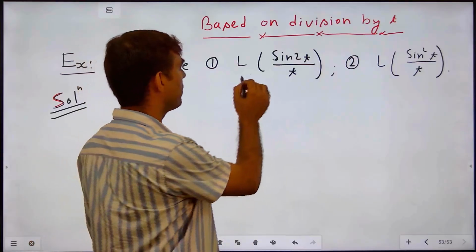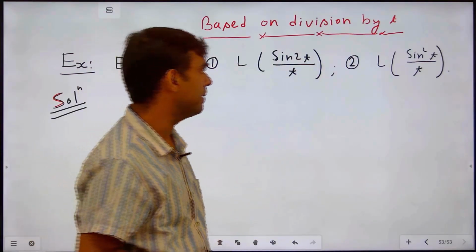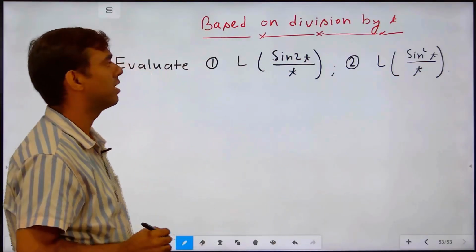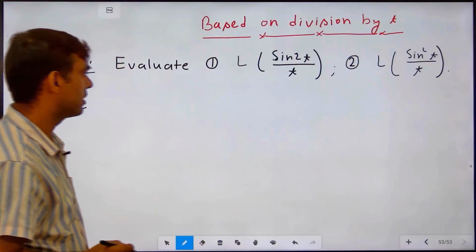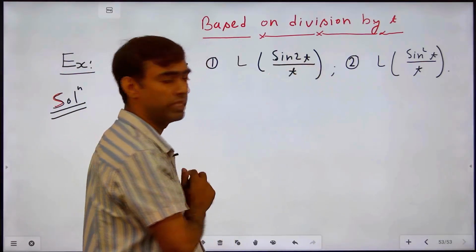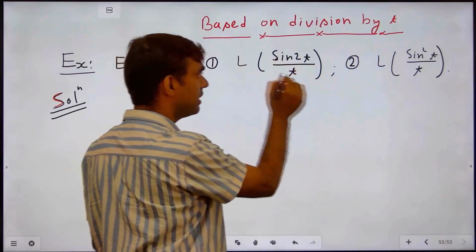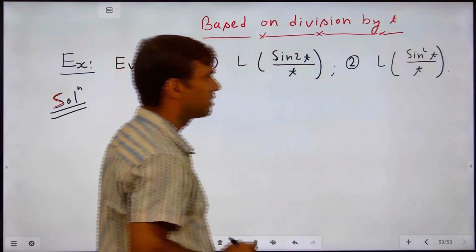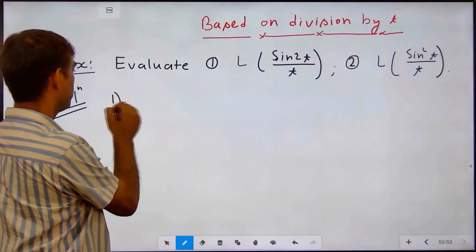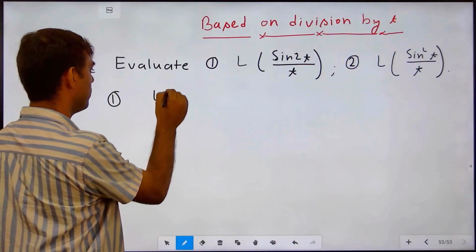The first one is the Laplace transform of sin 2t upon t, and the second one is the Laplace transform of sin squared t upon t. Here we consider f(t) is sin 2t, then divide by t. Here we consider f(t) is sin squared t, then divide by t. So, in order to solve the first problem, let f(t) equal what?